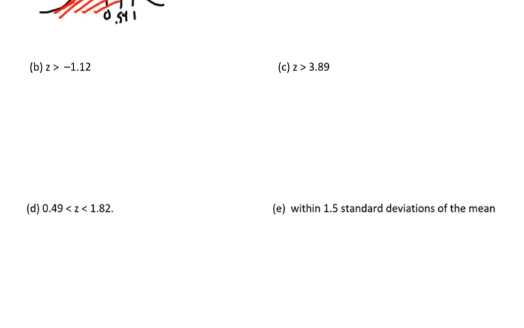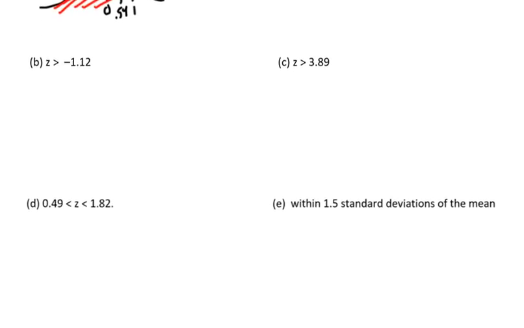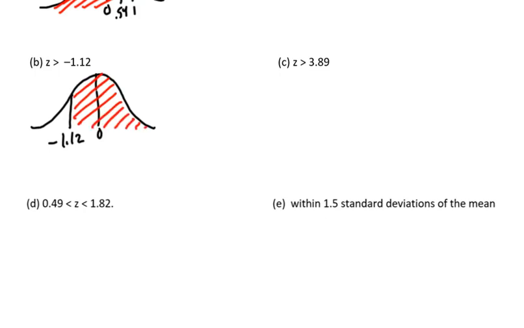Okay, let's look at the next one. What's the probability that z is greater than negative 1.12? Once again, we're dealing with our normal model. Center is 0, so negative 1.12 is about 1 standard deviation below the mean, and I want z to be greater than that. So once again, we're talking about an area that is greater than 50%.